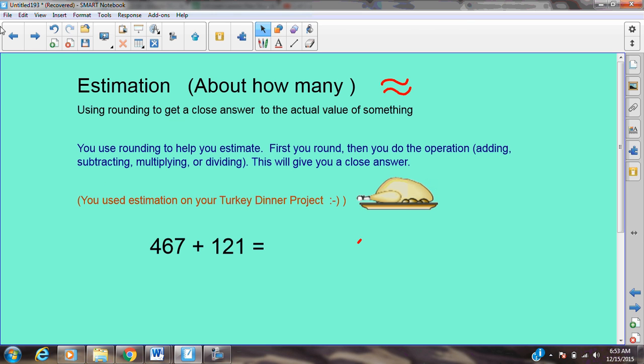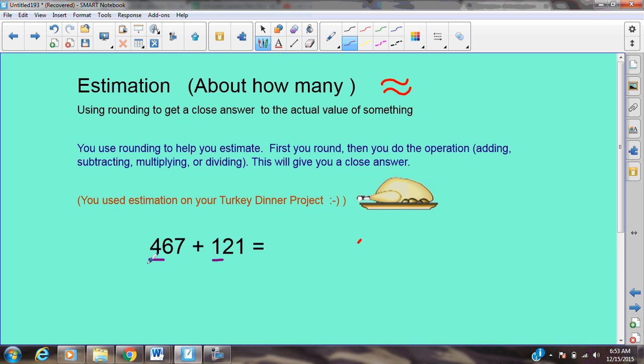So here's an example of how we estimate. I have 467 plus 121. What I'm going to do is round these numbers to the nearest hundred. The reason I chose the nearest hundred is because I want to know which hundred it's the closest to. Sometimes you might want to use the nearest 10, and that's if maybe you're adding a number in the hundreds plus a number in the tens, then you want to use the nearest 10.